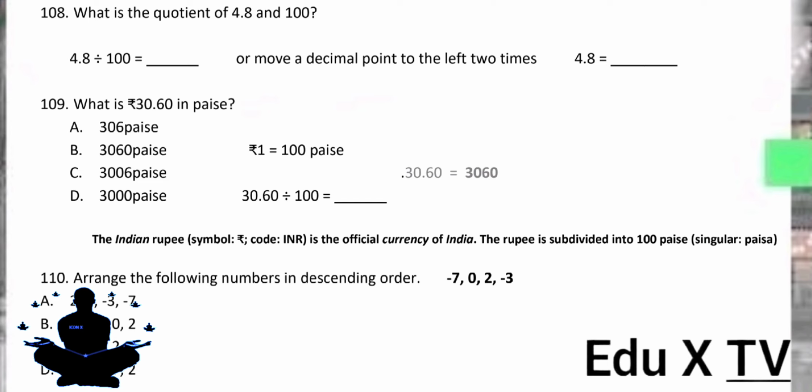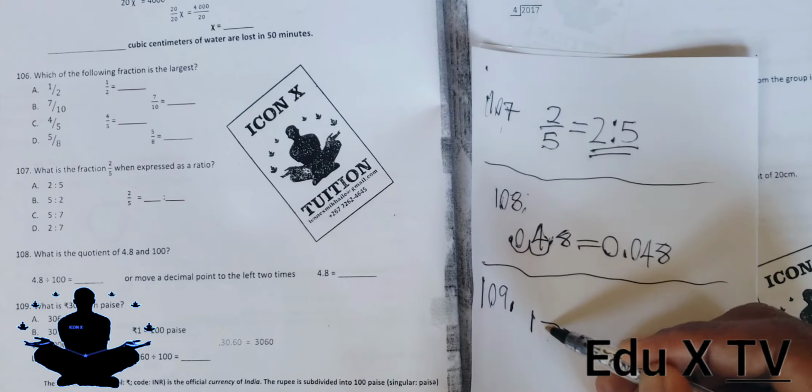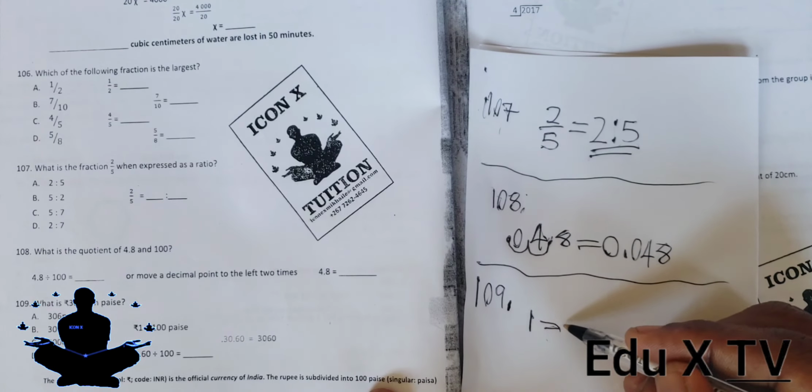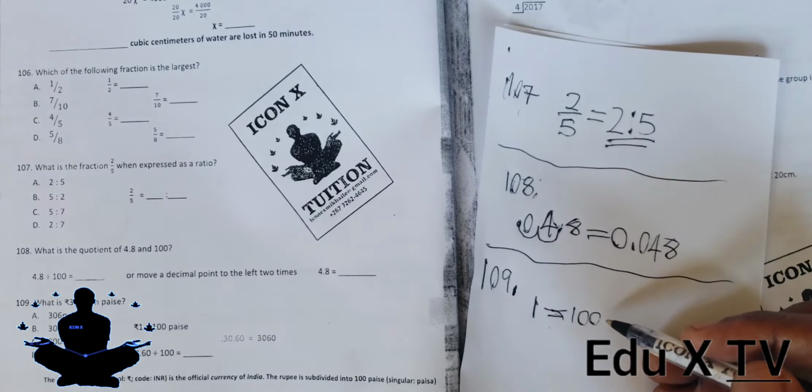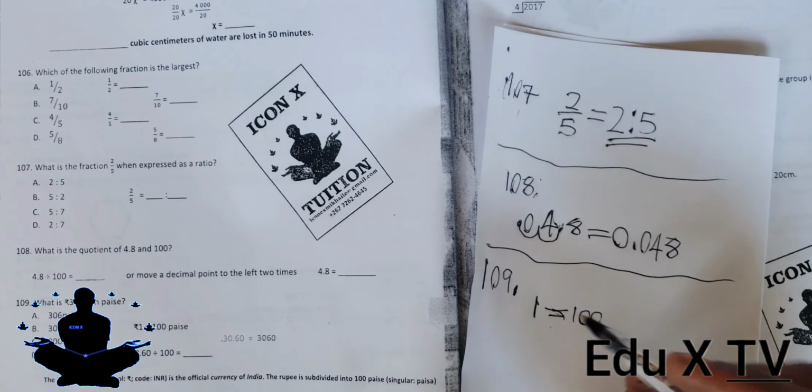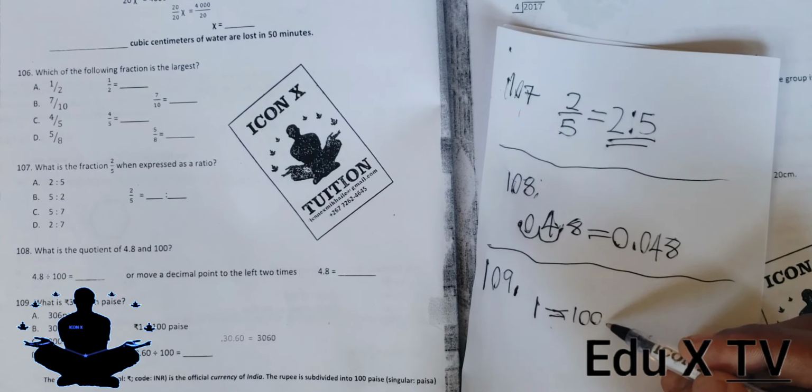So this is how we are going to do it. It's the same as turning 30 Pula 60 thebe into thebe. Okay? So this is how we are going to do it. 1 Pula is equal to 100 thebe. We count the thebe, 100 of them, they will make up 1 Pula. So 1 Pula is equal to 100 thebe.